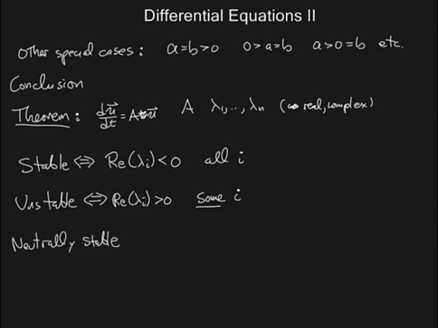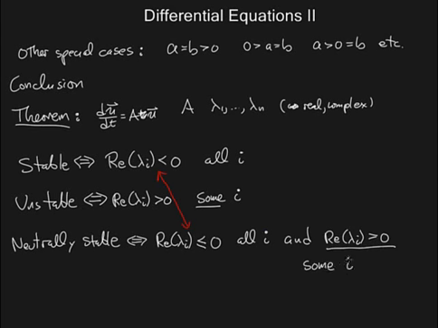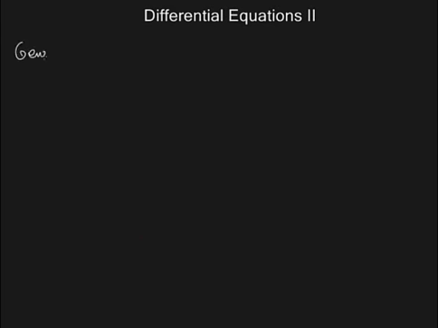And how could it be neutrally stable? Well, none of them can be positive. So all of the real parts of the lambda i's have to be less than or equal to 0. And if you compare stable and neutrally stable, well, if they're all less than 0, it's stable. So to be neutrally stable, they're all less than or equal to 0, and at least one of them must be equal to 0. So that's the three cases.